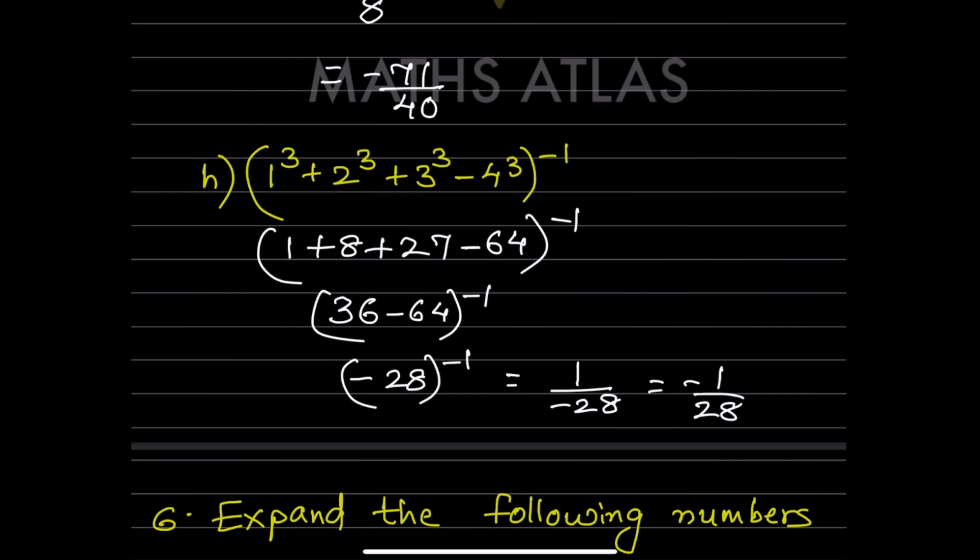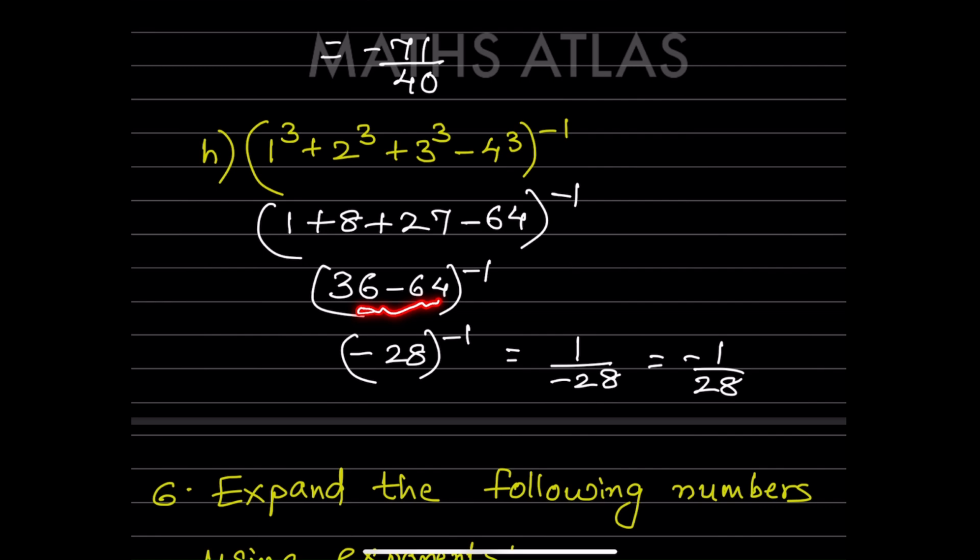First let us keep it as it is. Now what did I do here? I added all the positive ones first. So this is going to be 36 and minus 64 raised to minus 1. So what will you do here? Now which is the bigger number?